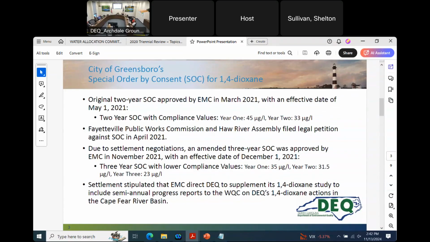So in March of 2021, the EMC approved a 2-year SOC for the city of Greensboro that was later petitioned, and then it was renegotiated, and it was approved by the EMC in November of 2021. And the difference was, instead of really 2 phases, it had 3 phases to bring the levels of 1,4-dioxane down in the T.Z. Osborne discharge. So you can see the main number there is the last year for T.Z. Osborne to reach 23 micrograms per liter of 1,4-dioxane.